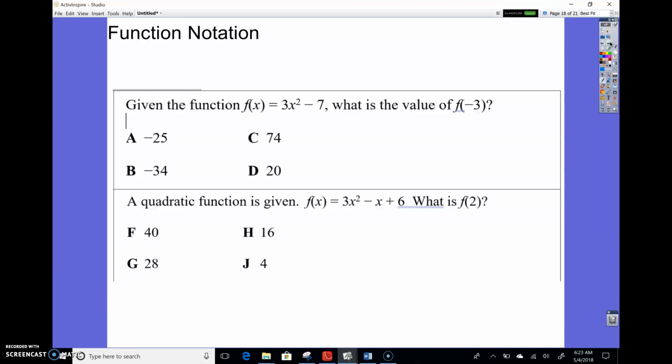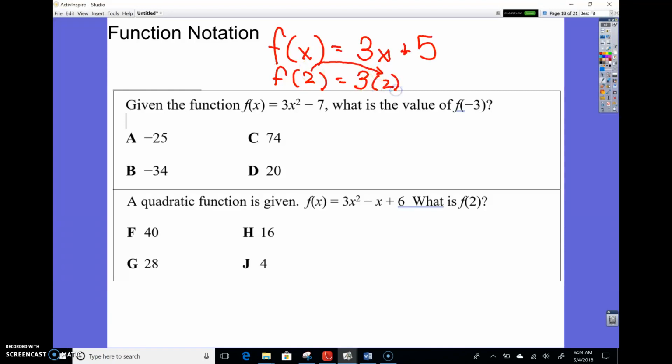Okay, another one is function notation. A lot of you are making a mistake here. Let's say 3x plus 5. You see that? And if I put f of 2 there, what I'm going to do is replace that x with 2. Okay, that gives me my answer. 3 times 2 is 6 plus 5 is 11. You're going to do the same thing here. You see this number? You put it where the x is.